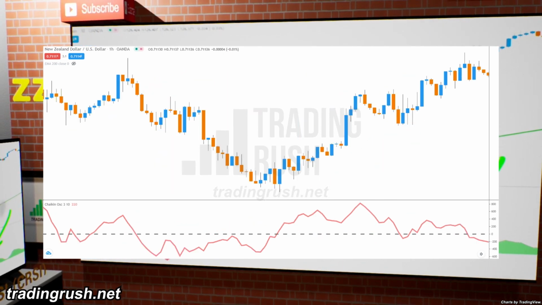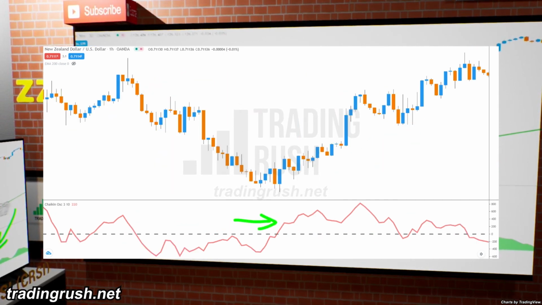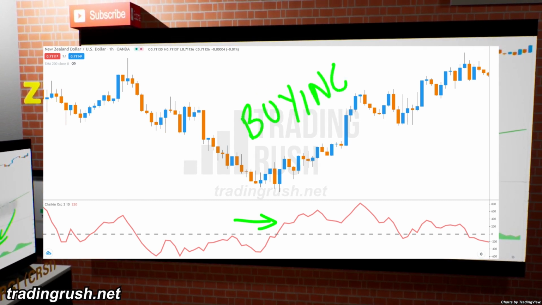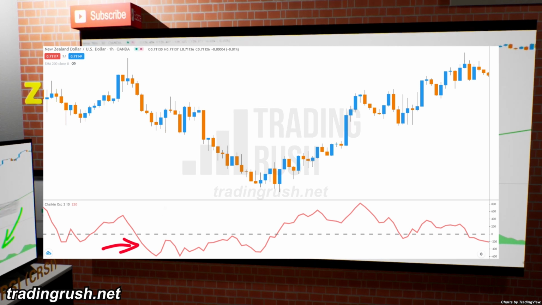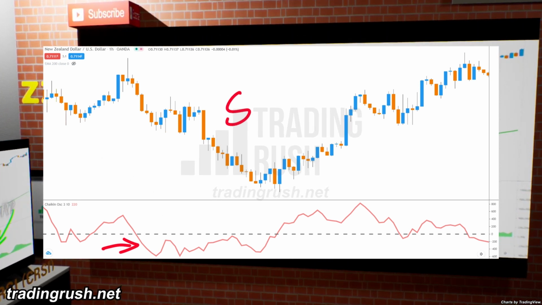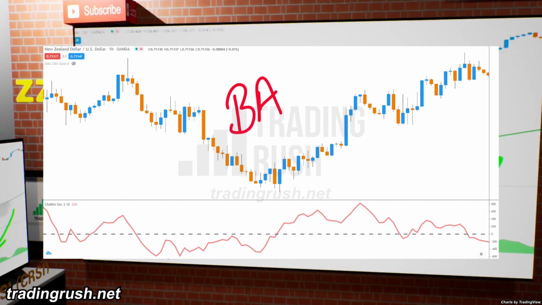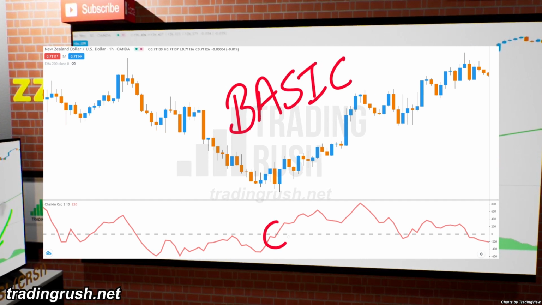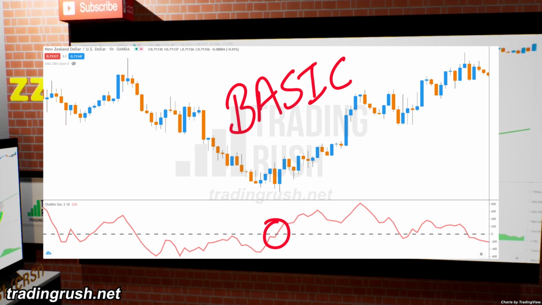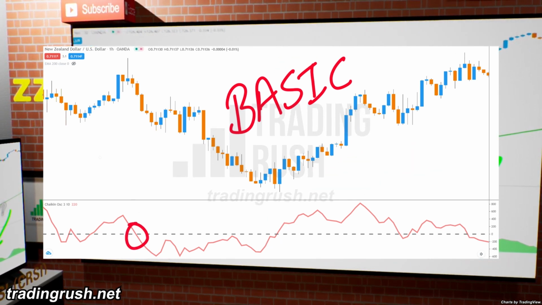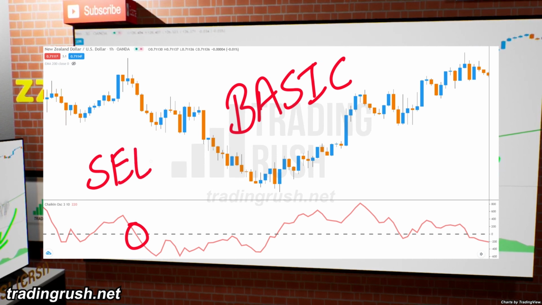The idea is pretty simple. When the Tchaikin Oscillator is above the zero line, the buying pressure is high. Similarly, when the Tchaikin Oscillator is below the zero line, the selling pressure is high. The basic strategy based around the Tchaikin Oscillator goes like this. When the Tchaikin Oscillator crosses above the zero line, it's a buy signal. And when the Tchaikin Oscillator crosses below the zero line, it's a sell signal.